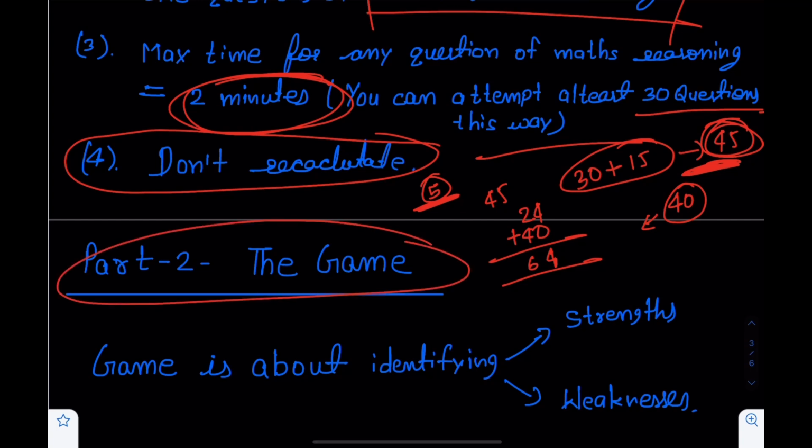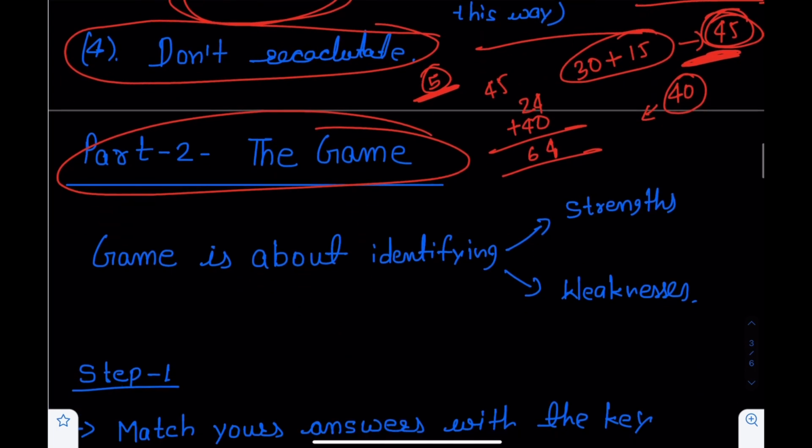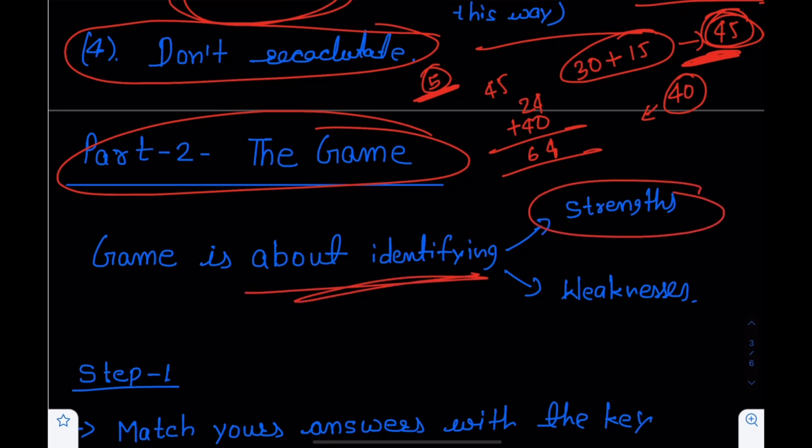Now let's talk about the game. How you should play the game of improving your CSAT is that you need to identify what your strengths and what your weaknesses are. So it is not wise to purchase a CSAT tutorial course or video lecture, or go to a book without identifying what your strengths and weaknesses are, because there may be some questions where you are naturally good, and some questions where you are not able to perform as well as you can.